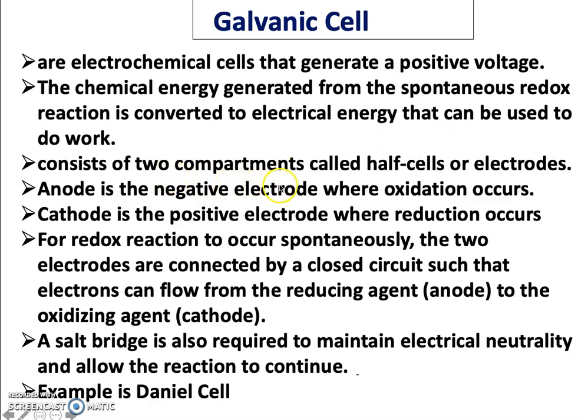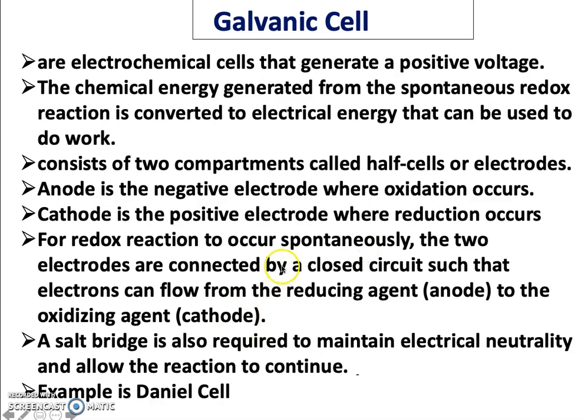Now it consists of two separate compartments called the half cells or the electrodes. So the two electrodes, one of them is the anode, this is the negative electrode where oxidation occurs. Cathode is the positive electrode where reduction occurs. Now if the two electrodes are connected by an external circuit, that means if you are connecting both the electrodes via an external conducting medium, then the electrons will start to flow from the anode to the cathode. And this flow of electrons is spontaneous. That means there is no external energy required for the redox reaction to take place.